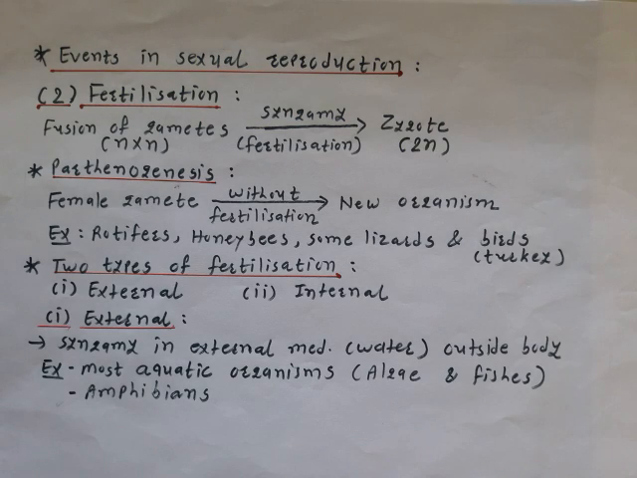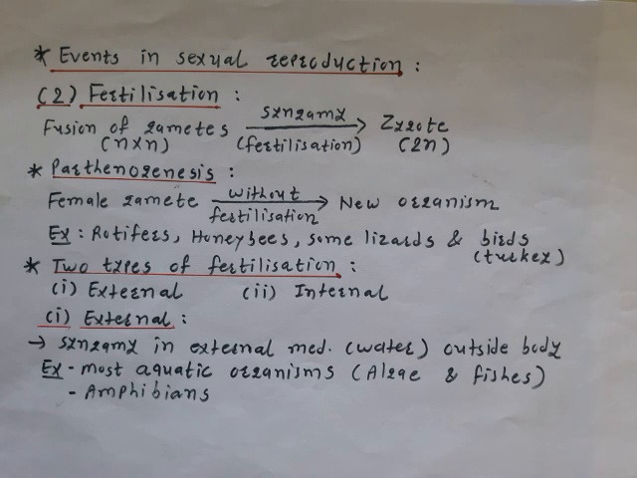Here, one term is important: parthenogenesis. What is parthenogenesis? Without any stimulation of fertilization, the female gamete undergoes a process which develops a new organism. But it is without fertilization and is known as parthenogenesis. Some examples are rotifers, honeybees, some lizards and some birds. They show this kind of reproduction without fertilization stimulation.